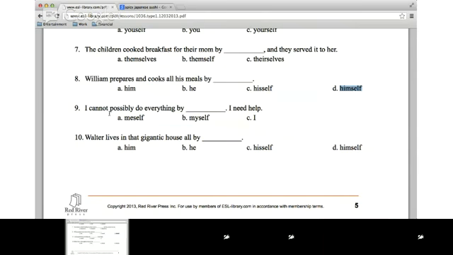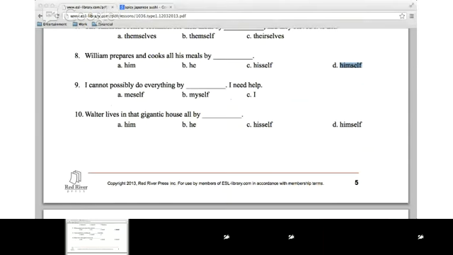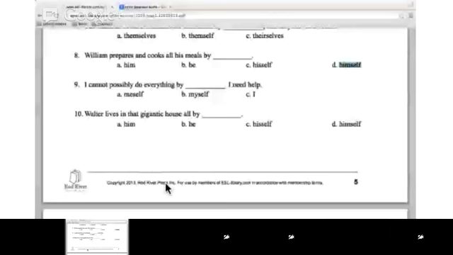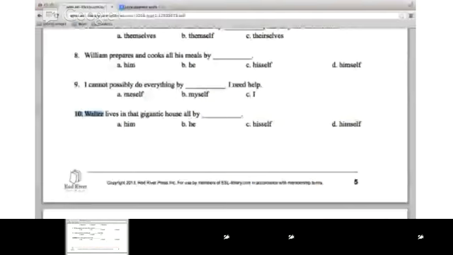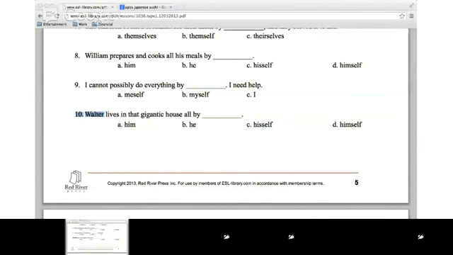Very good. Okay, number 9. This is for Jada. I cannot possibly do everything by myself. I need help. Good, by myself. Excellent. And our last one, number 10. This is for Shadin. Walter lives in that gigantic house all by himself. Good, yes, that's going to be himself.